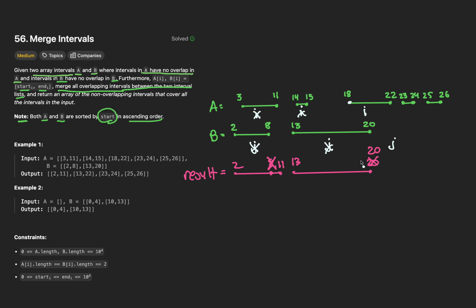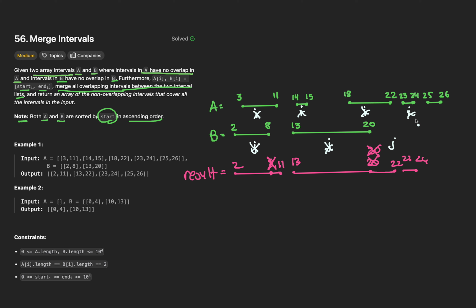Therefore, let's merge the two. The 13 remains unchanged, of course. But between the 20 and the 22, we're going to stretch the most recent interval to the 22, X out the 20, and we move on. I is now on the next interval, 23 to 24. Let's speedrun this. This does not overlap with our interval that ends at 22, so let's just push it to our answer like so, 23 to 24.